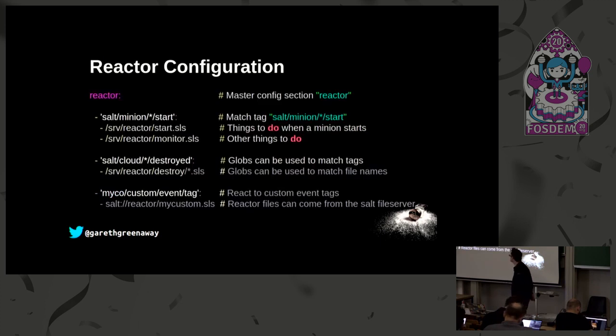So here's our typical example of a reactor configuration. All Salt configurations are done in just basic YAML. So we have a reactor config defined here, and we have some events. In this case, we have a salt/minion/*/start event. This will match on any minion that starts up. Any time a minion starts up, it'll go ahead and run these reactor files, and it runs them sequentially. So it'll run the salt.sls state file and then the monitor.sls file.